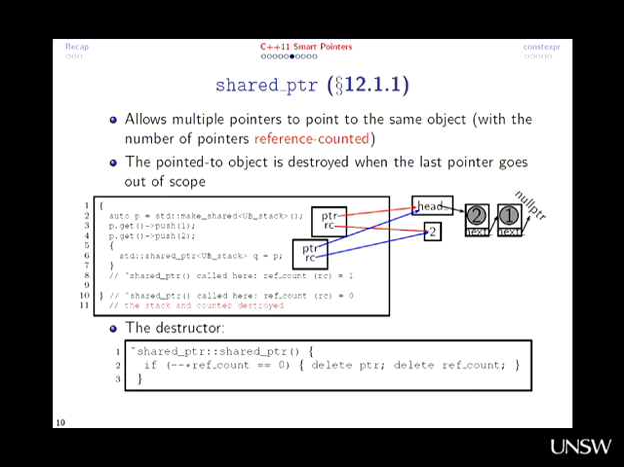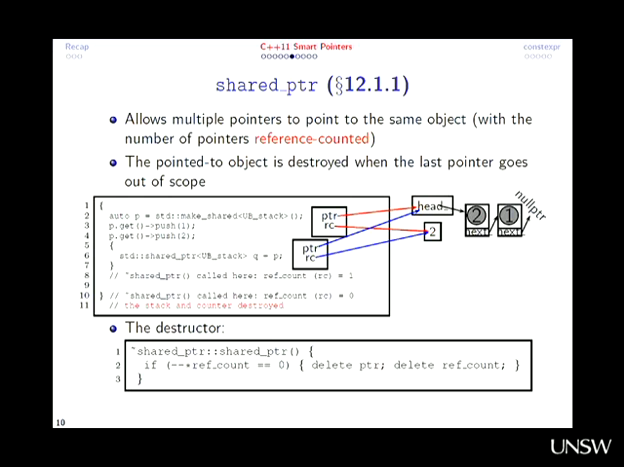Okay, so that was unique pointers. I actually don't use unique pointers very often. I use shared pointers. Shared pointers have multiple owners. They're multiple pointers pointing to the same object in memory, and they're reference counted.